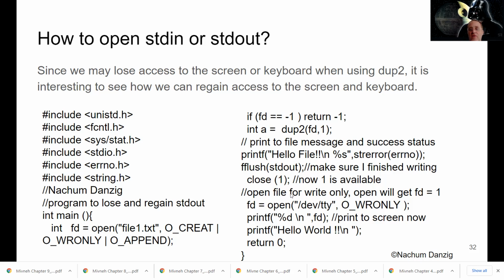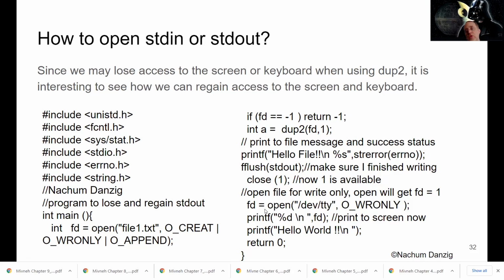If I open a file for write only, open will get an FD1 also. If I do another open, where I do an open for write only, I'll get FD1 again. But it's because FD1 is done, it's finished. Now I want to be able to print to the screen hello world. How can I do it?